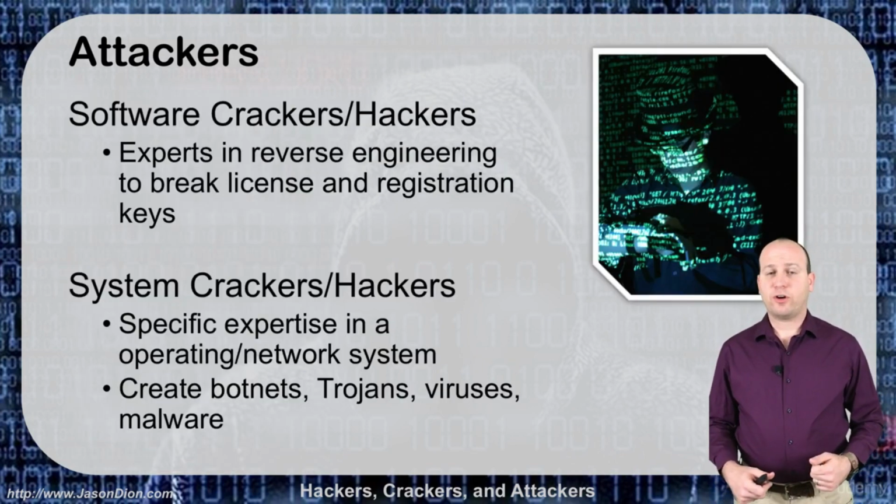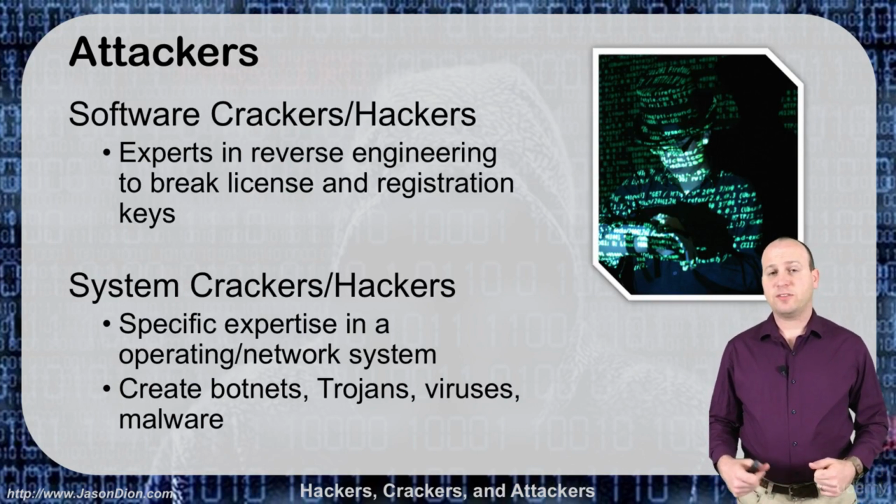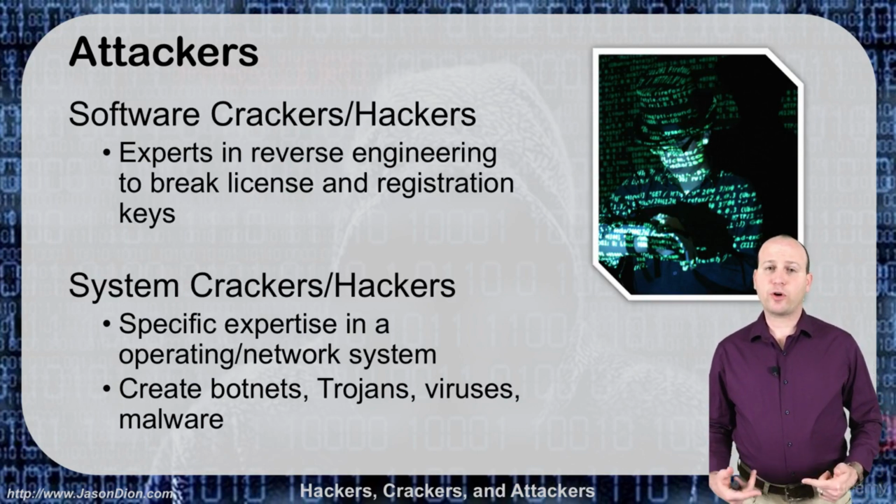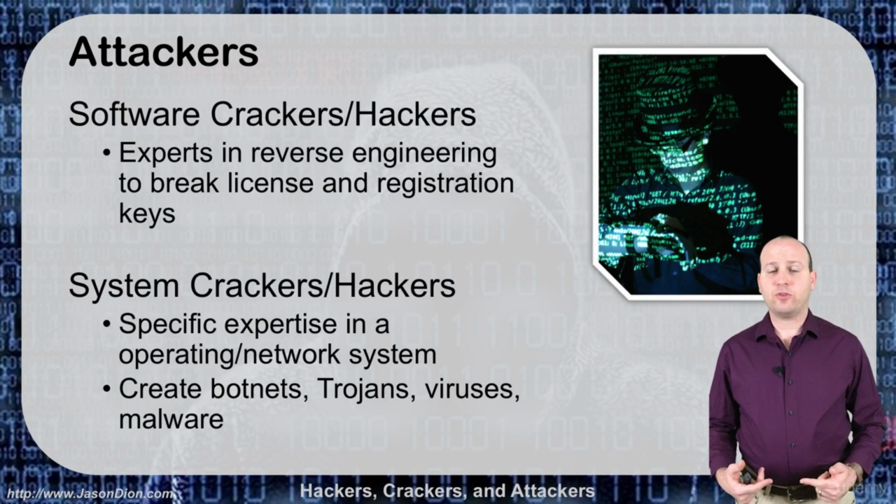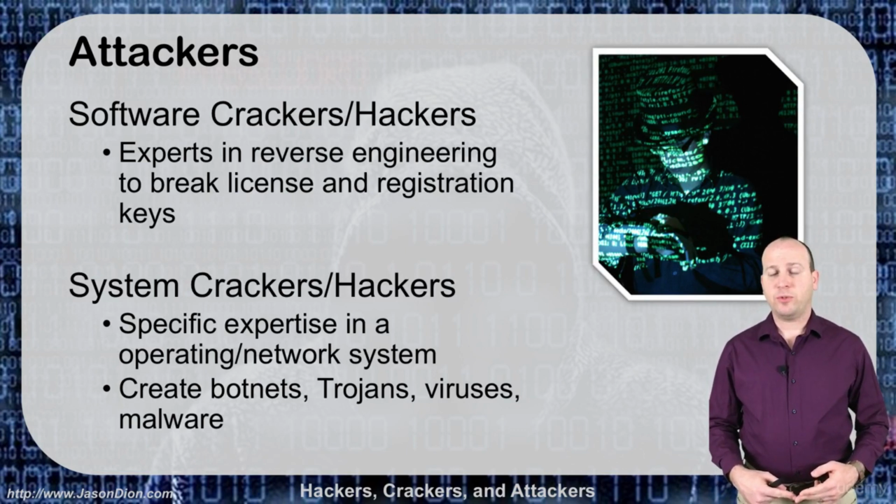So two other types that we have here are software crackers and hackers, and system crackers and hackers. A software cracker and hacker is looking at how to disable registration keys and essentially get software for free. This was really popular with the old Microsoft Windows. People would pirate and steal the Microsoft Windows operating system, but it required that long 25-character password to be able to use the software.